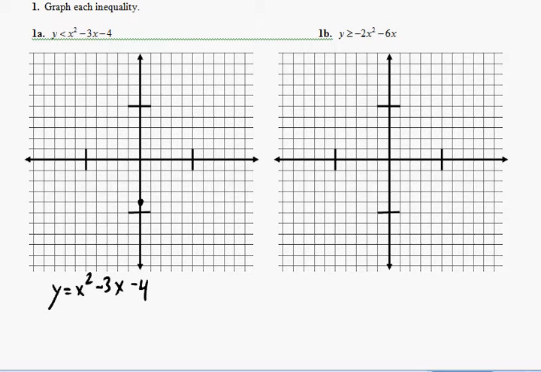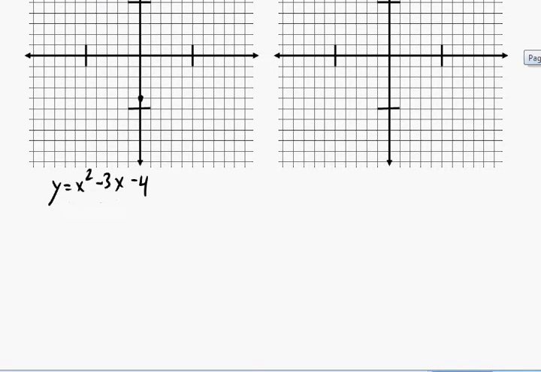Now, let's find the x-intercepts of the parabola. In order to find the x-intercepts, we want to find the values of x that make the y 0. Let's see if we can factor this. This would factor into x minus 4 times x plus 1, because if we multiply these two binomials together, we would get x squared plus 1x from the outside, minus 4x from the inside terms, which would combine to give us minus 3x, and minus 4 times 1 is minus 4.